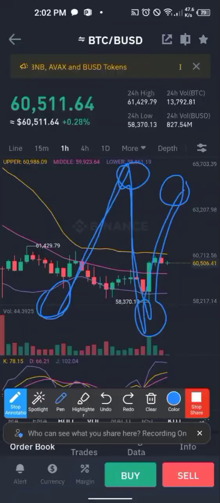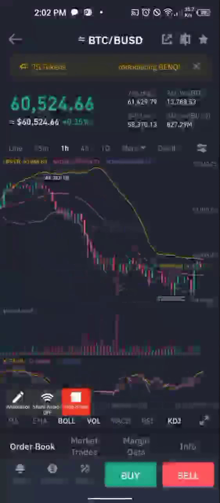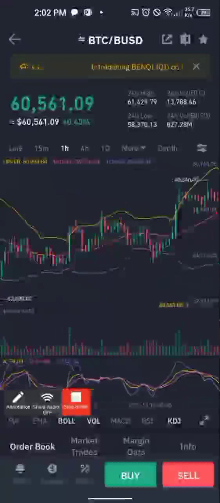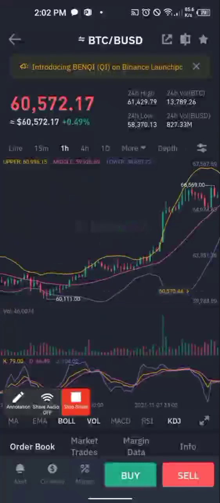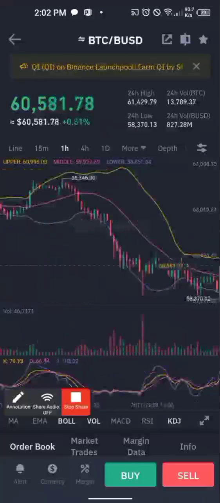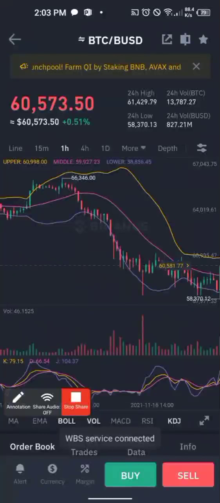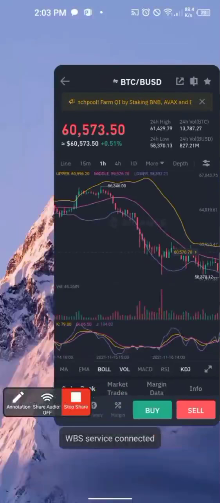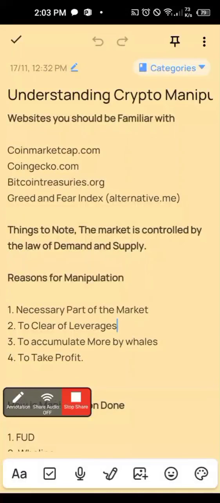down, and up. So when you check this, for example, let me expand it. Are you seeing the fall in price, the up, down, up movement? So those who make money in crypto are those who, first of all, understand how to use this. And this is what you shall be learning. Now, the second reason why the market is manipulated is to clear off leverages.